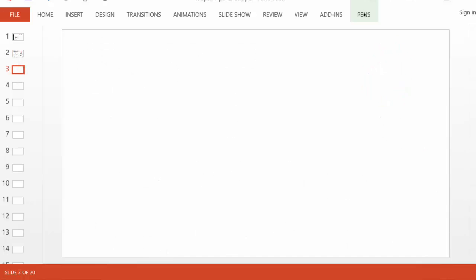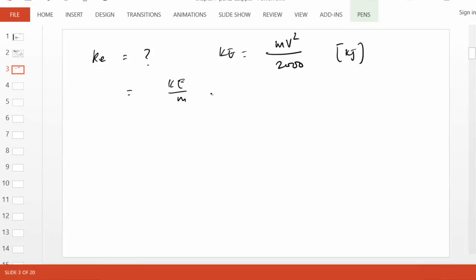So if somebody says, what is the formula for small ke? Well, we know capital KE is mv squared over 2000 in kilojoule. Instead of half mv squared, we use 2000, remember? Recall that to have the unit of kilojoule, which is a more convenient unit. So therefore, what is small ke? Small ke is capital KE divided by mass. So it simply becomes v squared by 2000 kilojoule per kg. Similarly, small pe will be gz over 1000.